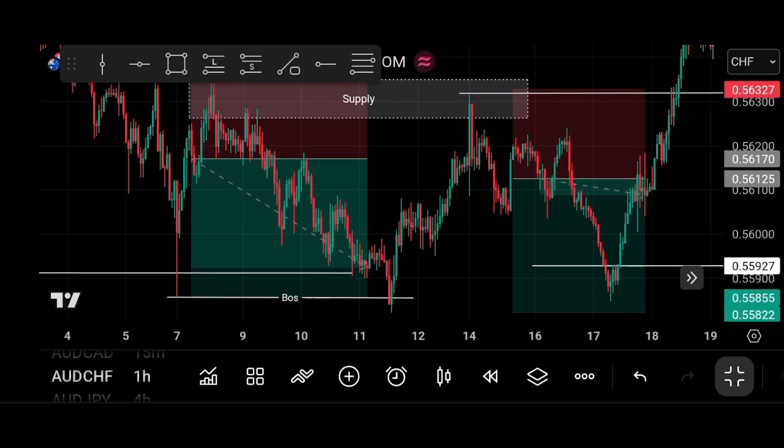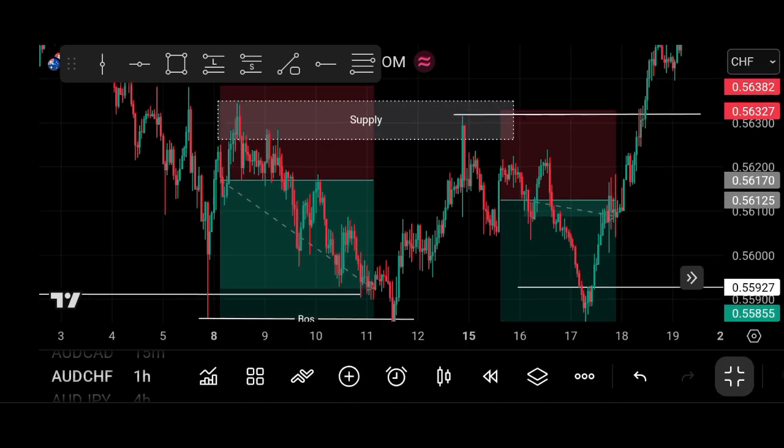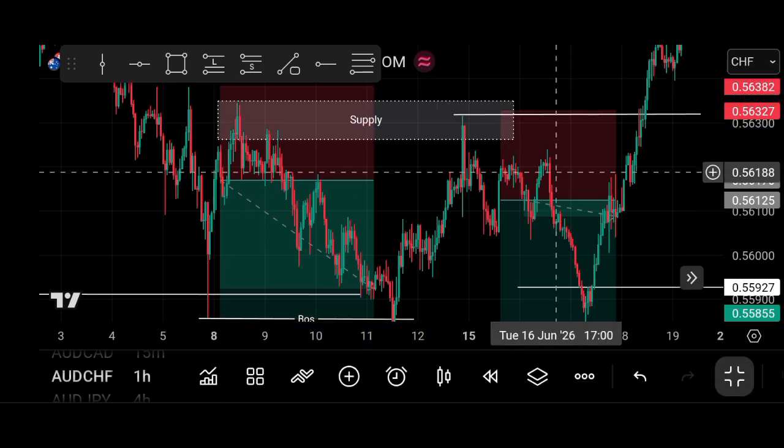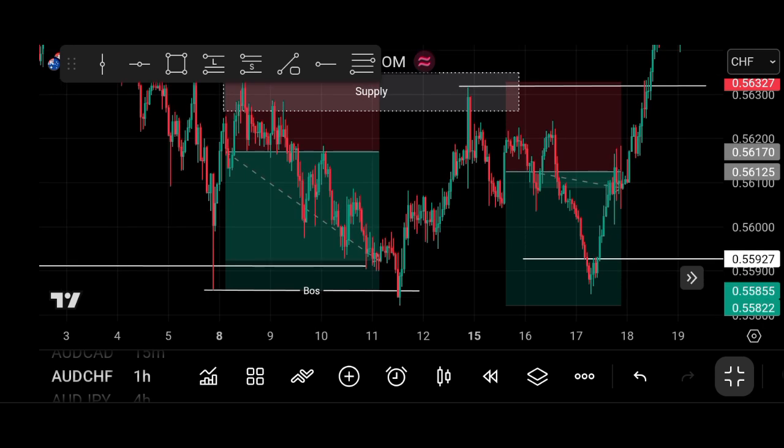Alright, so remember: break of structure, look for the last bullish candle to create a supply level, wait for confirmation, and you short either from the lower time frame, or if you want to be more conservative, wait for confirmation on the higher time frame. The next trade should be GBP CHF.